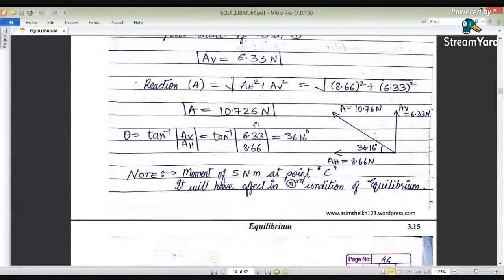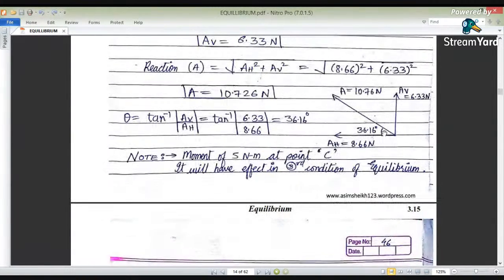Again, the value of the resultant at the hinge support we have calculated, and its direction also we have taken care of. So its value comes to be 36.16.